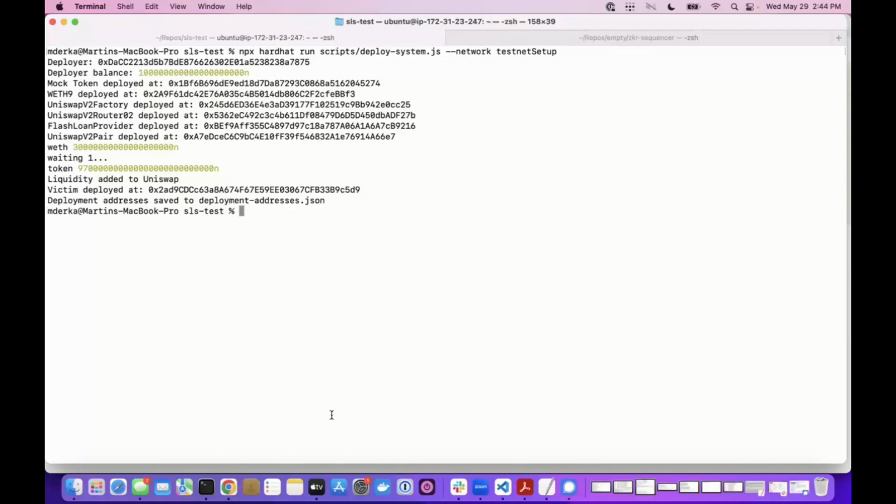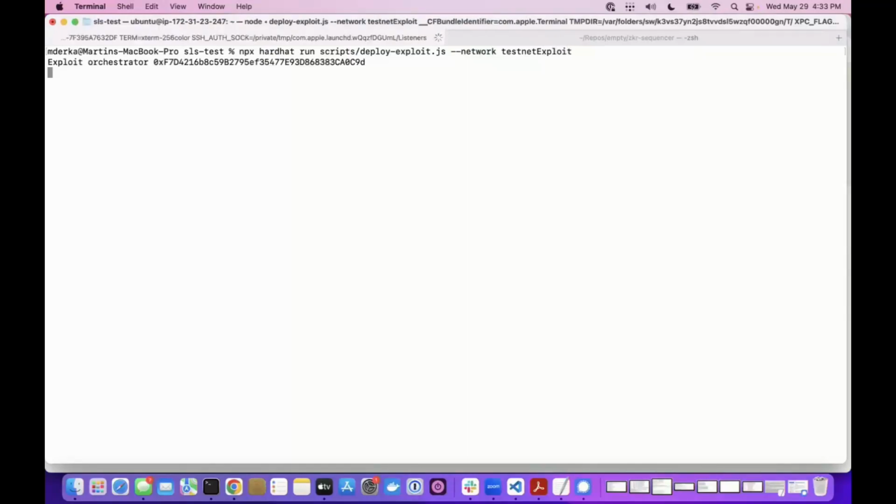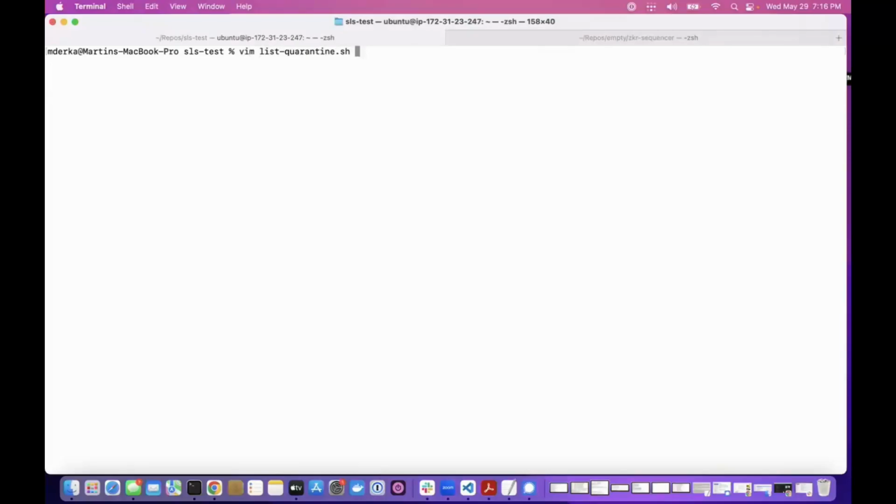This is the setup. Now I'm clearing my terminal, and I'm going to deploy the attacker. So deployment of the attacker. That's going to come from a different address. So nothing special. This is my exploit orchestrator. This is the address that I'm going to be exploiting from. This resolution is not good. OK, I'm not going to turn it back. So there is an exploiter contract deployed.